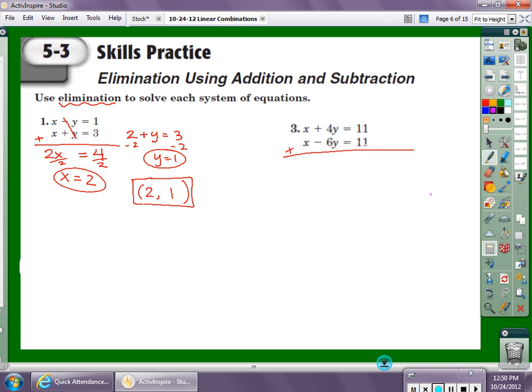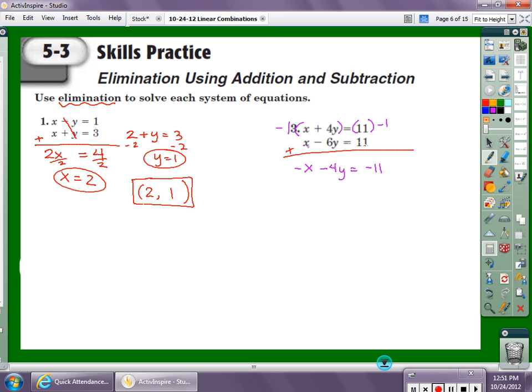What we need to do is first multiply through by something. Now, I could multiply both sides of this equation by negative 1. Or I could multiply both sides of this equation by negative 1. Why would I want to multiply by negative 1? What is the purpose of that? Well, let's do it and see what happens. Negative x minus 4y equals negative 11.